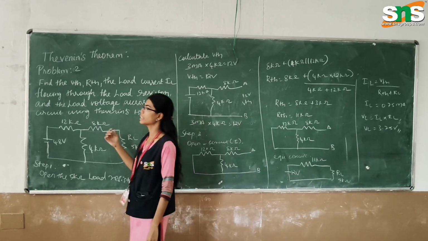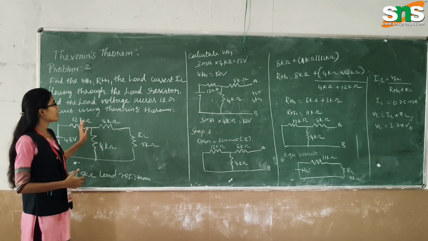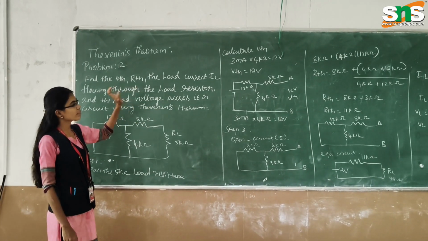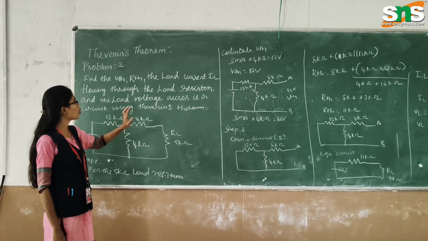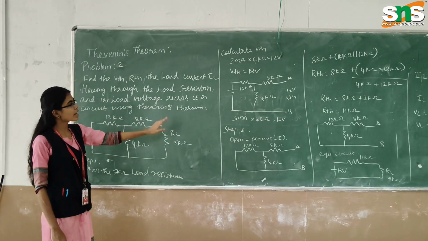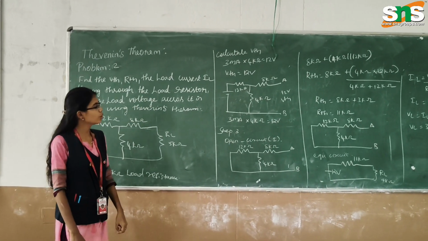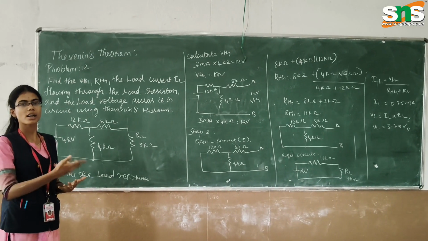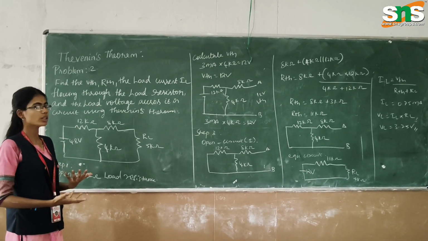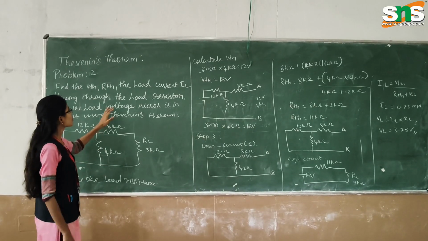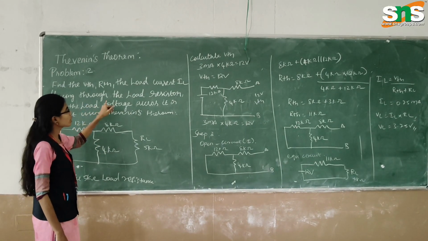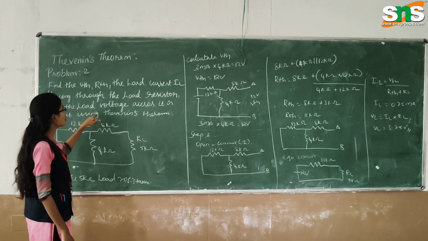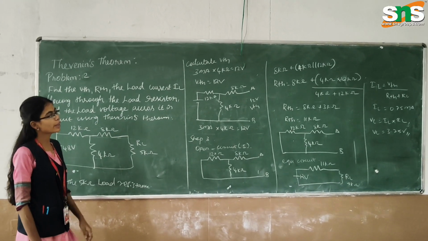So by applying Thevenin's theorem, we found the Thevenin voltage as 12 volt and the Thevenin resistance as 11 kilo ohms, with the load resistance of 5 kilo ohms. So the load current IL is equal to 0.75 milliamps and the load voltage is equal to 3.75 volt.